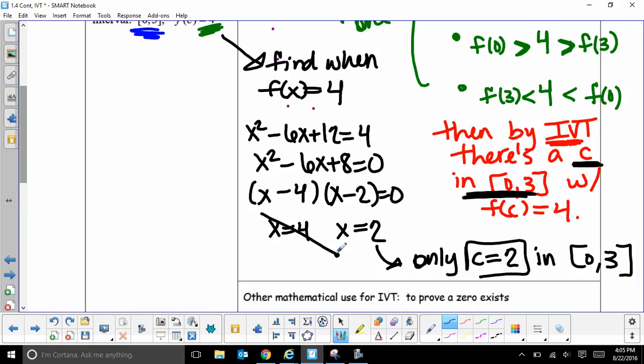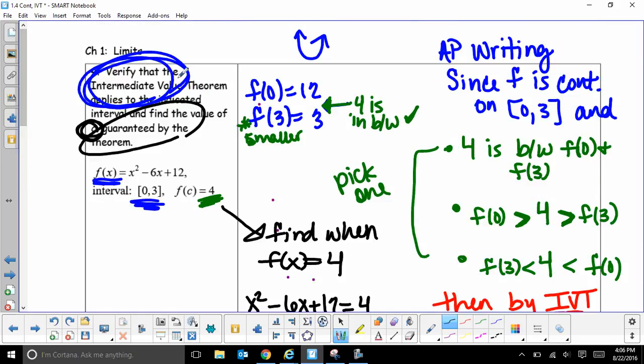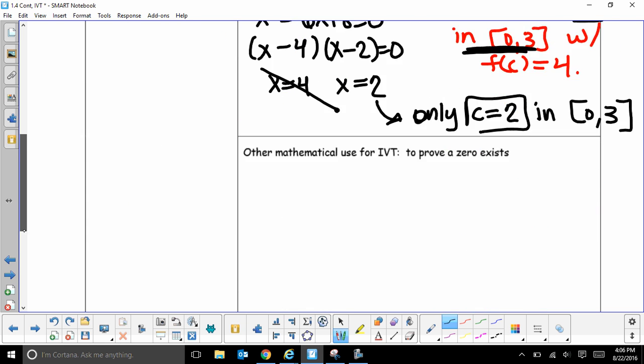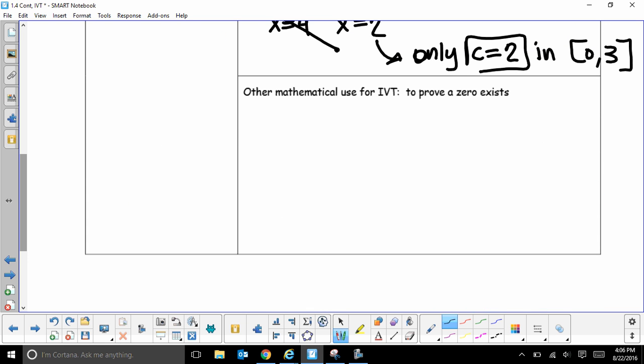A lot of times for AP, you're not asked to do both of those things. A lot of times for AP, you're just asked to prove that it applies. So although the part we did first was long, that's the part you need the most for AP. Some other examples that you need for AP, for intermediate value theorem. You can prove that a 0 exists.